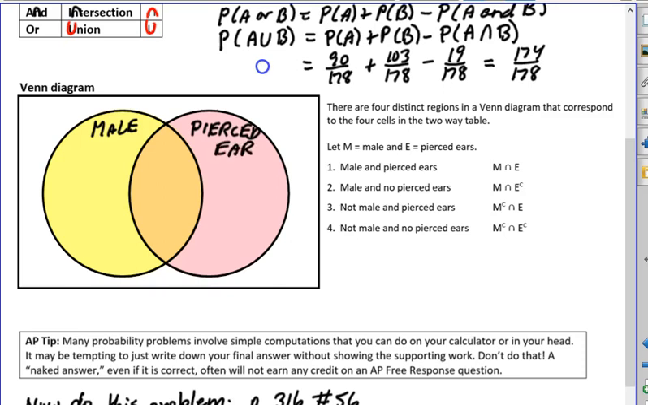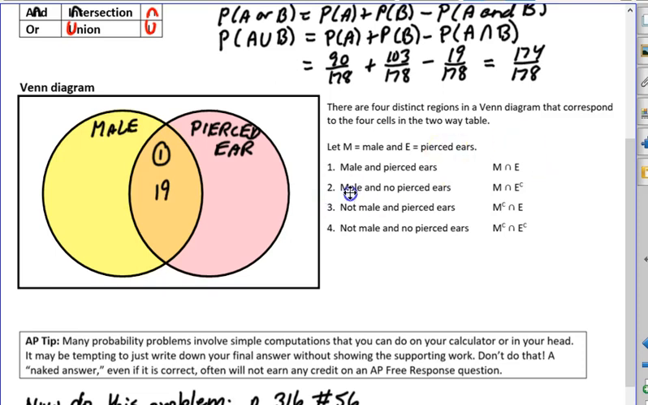Okay, so I have labeled M for male and E for pierced ears, E for ear, because probability of P gets kind of confusing. So here symbolically is how we say male and pierced ears. That would be this group in the middle. So group number 1 would be male and pierced ears. That would be 19 people.